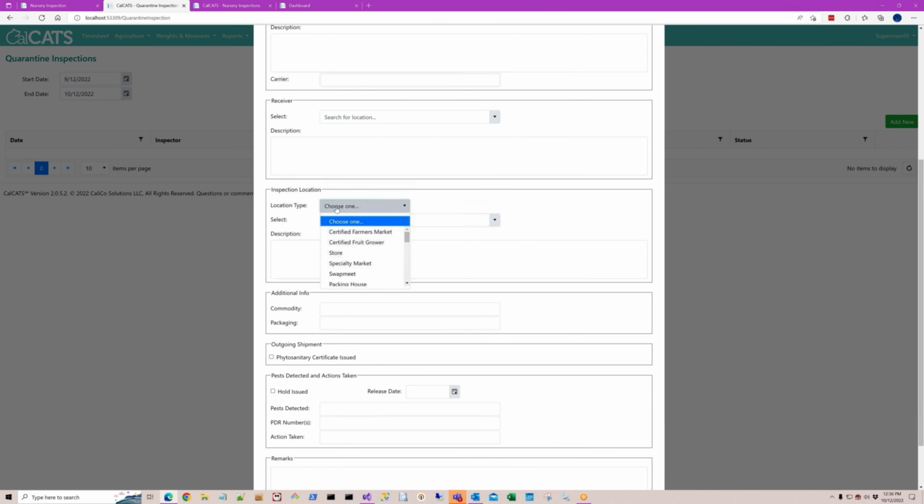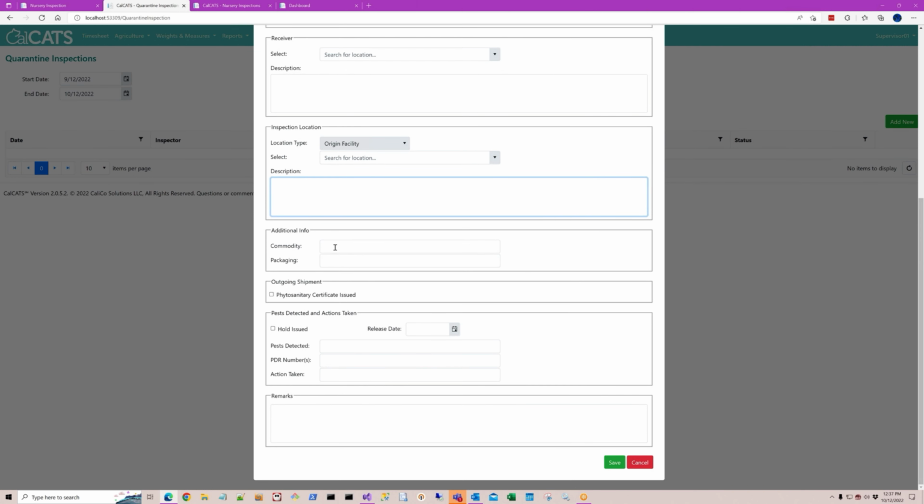and then the next thing we want to know is what's the inspection location? What kind of location is it? Are you inspecting at the origin facility? Are you inspecting at a specialty market? Where is this being shipped? Where is the inspection taking place? So maybe there's an outgoing shipment that you're doing at the origin facility. And again, if that origin facility is in your database, you can reference it. But if it's a parking lot in a truck and you're just inspecting the truck on its way out, you can just put in the description of the address.